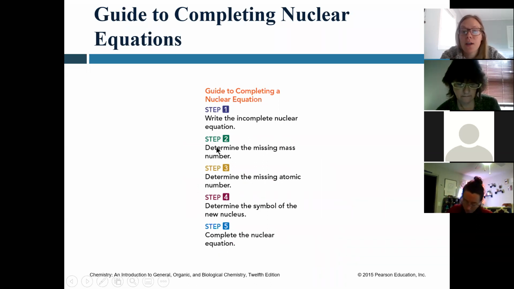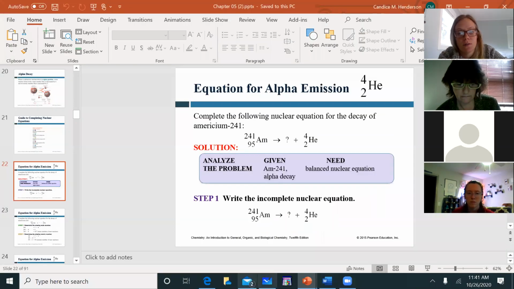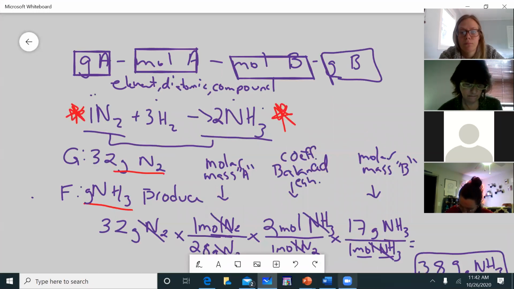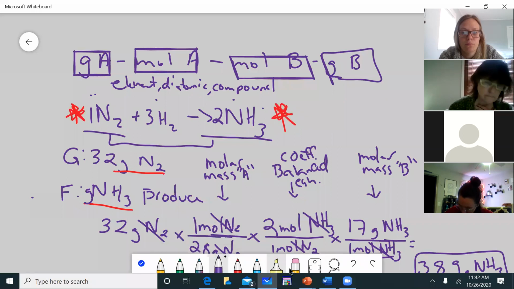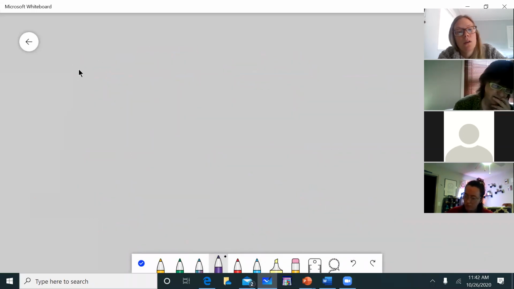So how do we go to write these equations? Write an incomplete nuclear equation, determine the missing mass number, determine the missing atomic number, determine the symbol, and then write the equation. So let's do Americium 241.